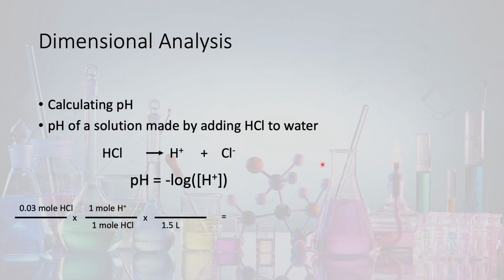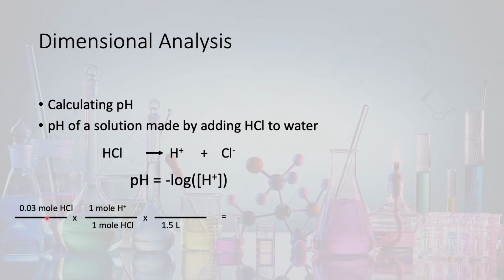Let's do some practice problems calculating pH. So we're going to calculate the pH of a solution made by adding hydrochloric acid to water. We know that hydrochloric acid will fully dissociate into hydrogen ions and chloride ions. We know the formula for pH is the negative log of the concentration of hydrogen ions. So let's begin by calculating the concentration of hydrogen ions in moles per liter.